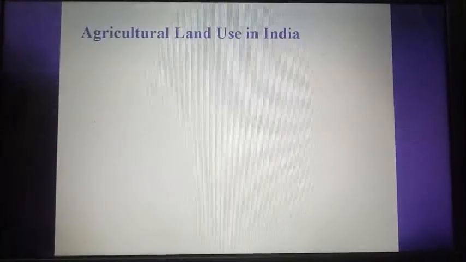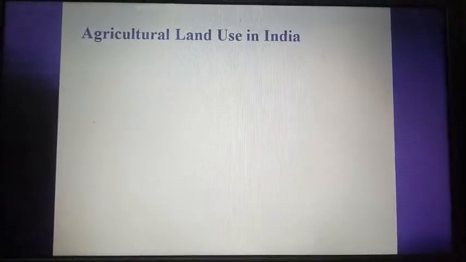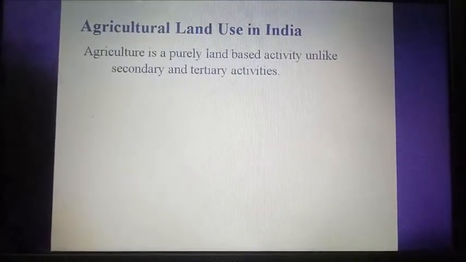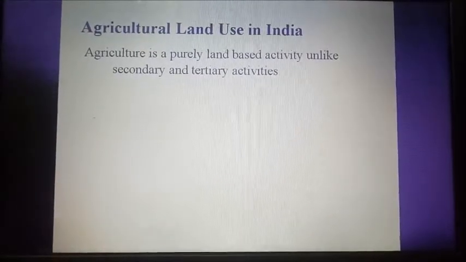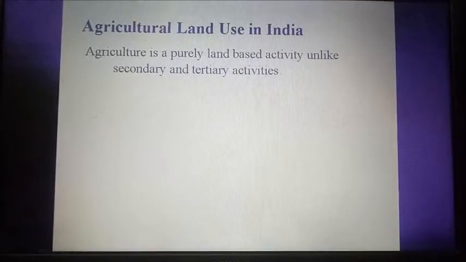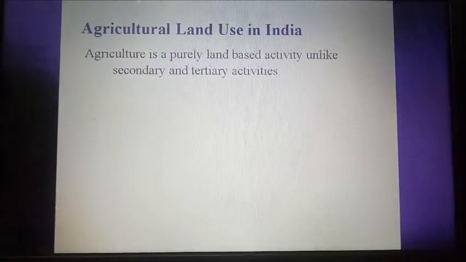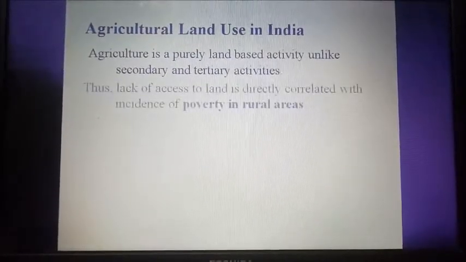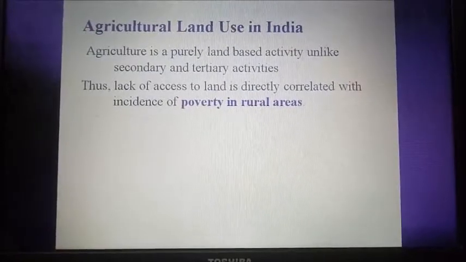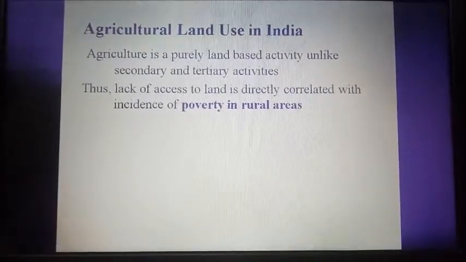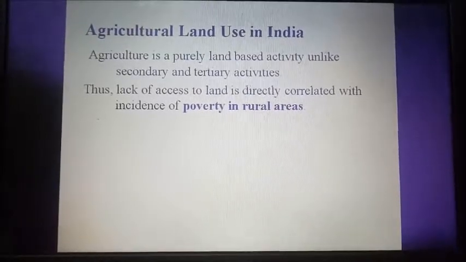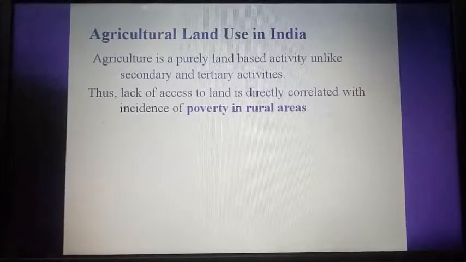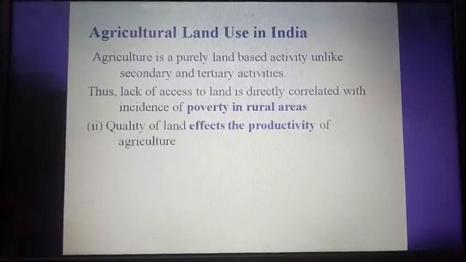Now let us begin with agricultural land use in India. How is the land used in India? Agriculture is basically an activity which is completely dependent on land. If there is no land, there will be no agriculture, whereas secondary and tertiary activities are not dependent on land. Thus, if there is no access to the land, then it will only result in poverty, and that too in rural areas, because agriculture or primary activity is very common in rural areas rather than in urban areas.